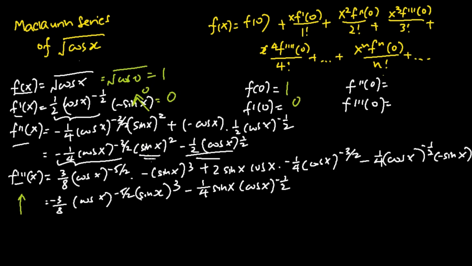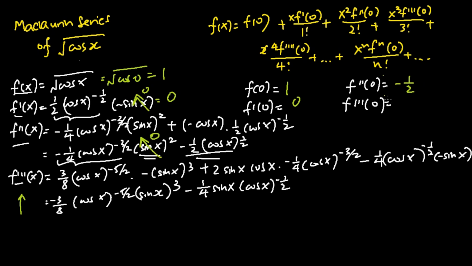How about f double prime 0? If we focus on the first term of f double prime x, substituting x equals 0, the first term itself is equal to 0. How about the second term? Substituting x equals 0, we get basically negative half. So f double prime 0 is negative half.